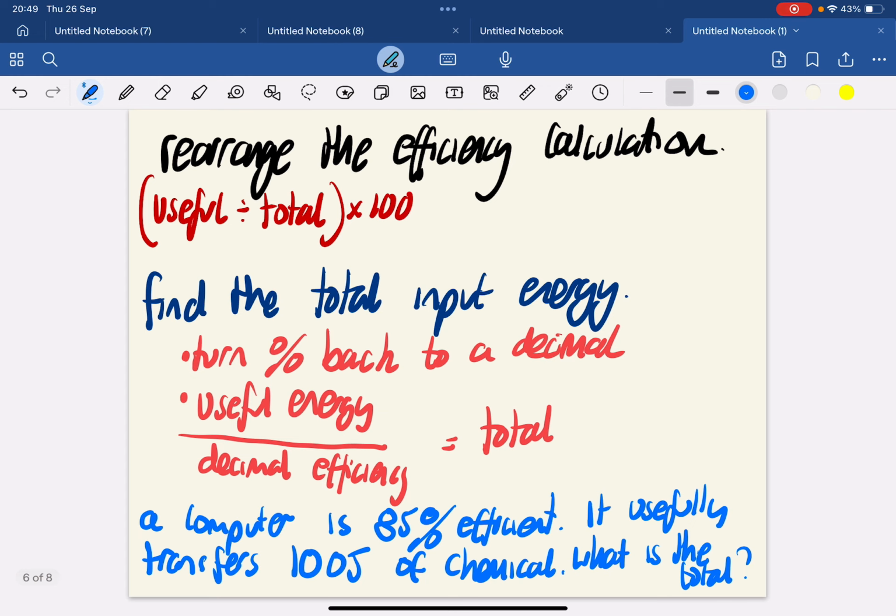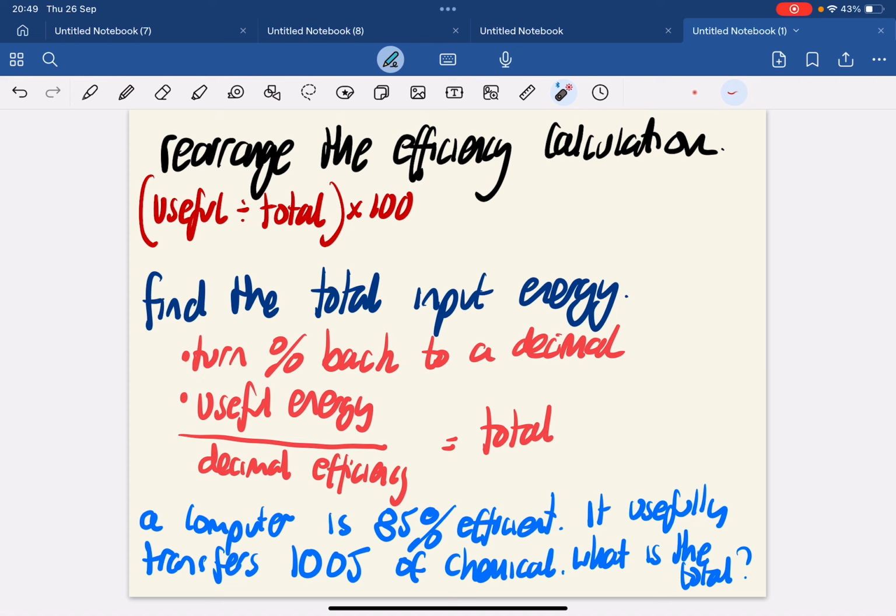Let's have a look at rearranging this equation now. We know that our useful divided by our total, times 100, gives us our efficiency. But what about if we want to find the total input? Well, we've got to turn that percentage back into a decimal. And then to work out our total, we rearrange the equation. It's going to be our useful energy transferred divided by our efficiency as a decimal.